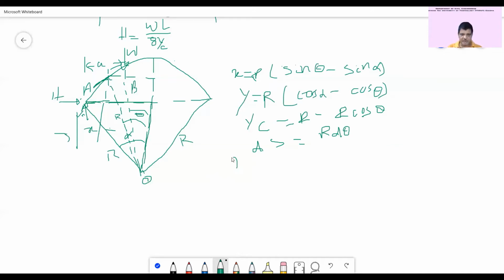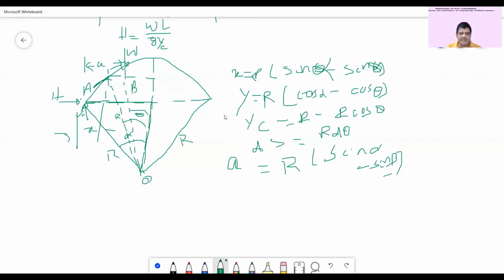Similarly, what will the value of A be? A means from here to here. So the total distance is R sine alpha, and then minus R sine beta. So R sine alpha minus sine beta. This will be equal to A. So all these things can be expressed in terms of alpha, beta and theta.